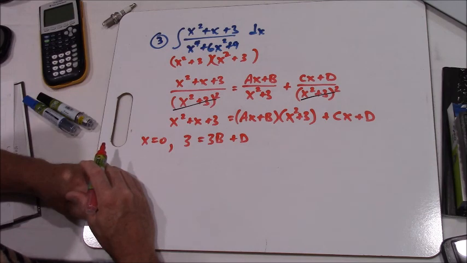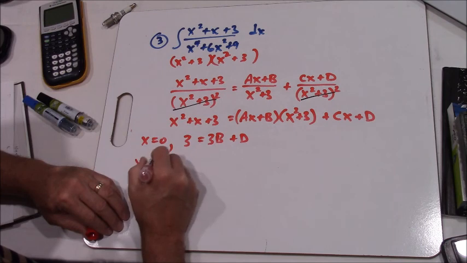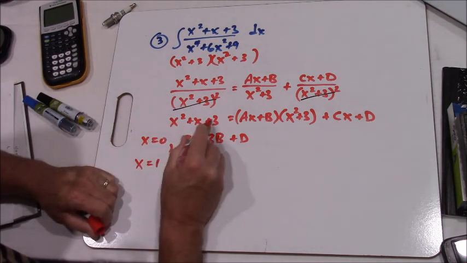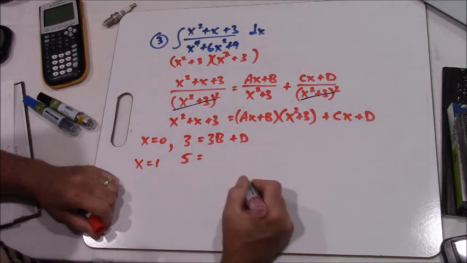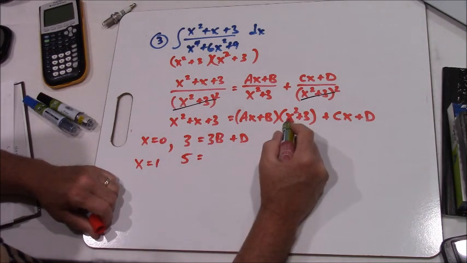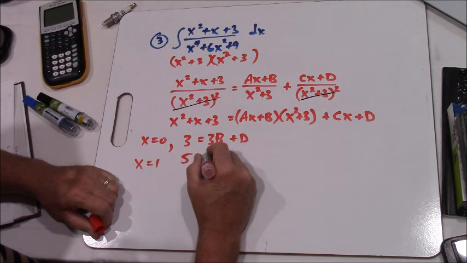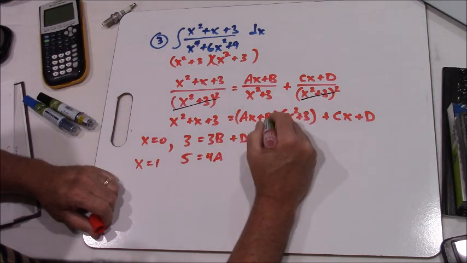All right, let's try another one. Let's let x equal 1. Pick the next easiest number. So I get 1 plus 3, that's 5. And that equals, I'm going to get 4 right here, and I have to distribute that. This will be 1, so 4 times 1, I get 4a. 4 times this, that'll be 4b.